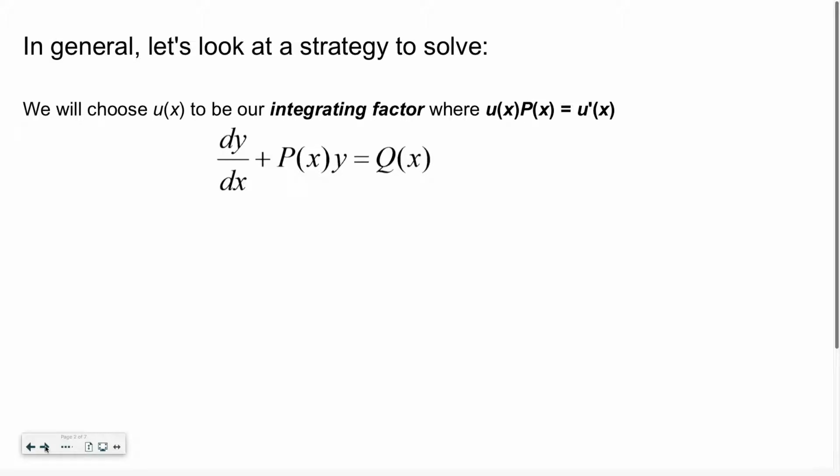Okay, so write down this standard form. And we need to choose a u of x to be our integrating factor. So maybe you should write that down first. Okay, we're going to choose u of x to be our integrating factor where this is the rule. I will tell you why here in a moment.